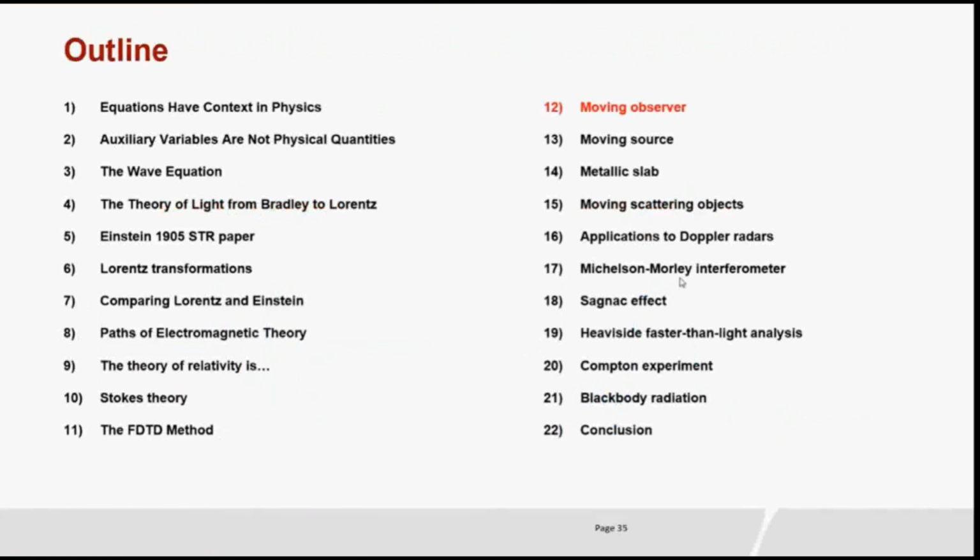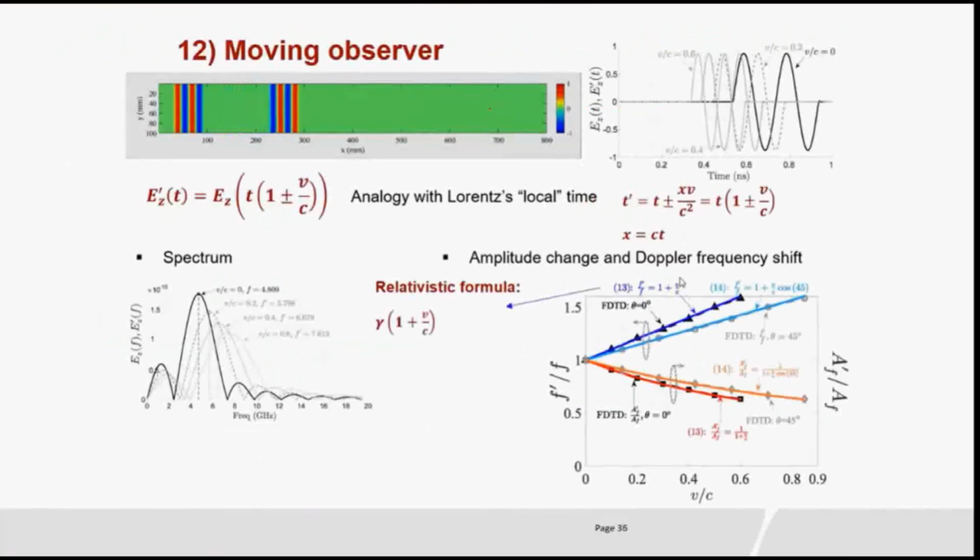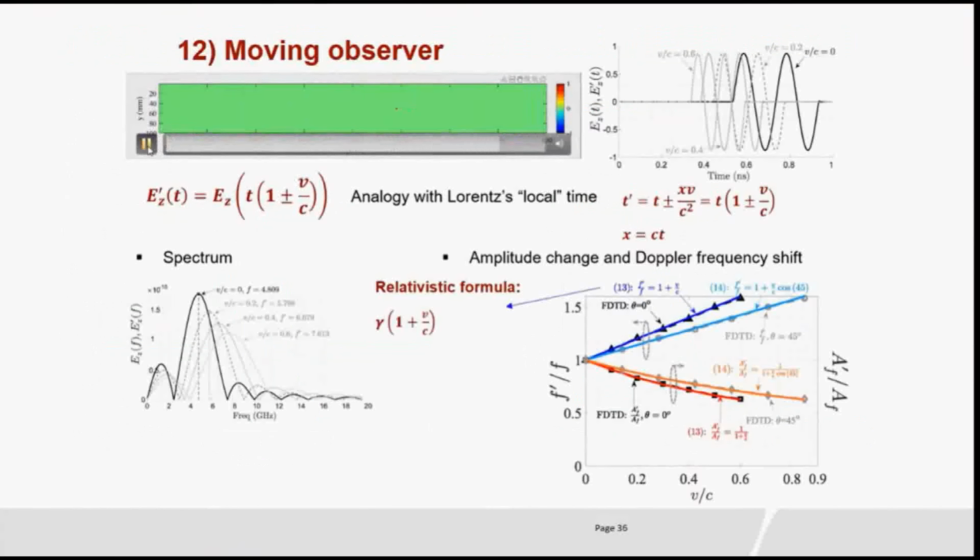So let's start with the moving observer. Let me explain here. There is a plane wave source at this position. The plane wave source, as you see, will generate the windowed sine wave on both sides, one propagating in the x direction and the other in the minus x direction. The red point you see here is the observer, and the observer is moving towards the wave.